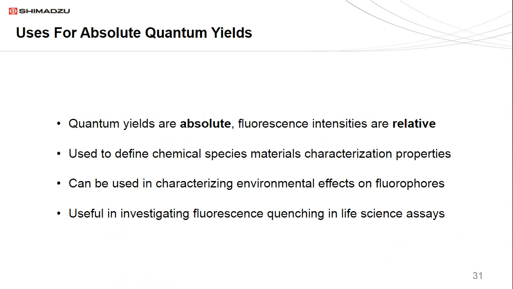So what can we use quantum yields for? They involve a fair amount of work to get at, but quantum yields are absolute. We talked before about fluorescence intensity units are relative and vary between instruments, but a quantum yield is like an absorbance unit. It's going to be the same no matter what instrument you measure it on. So it's a way of getting around the relative fluorescence intensity problem in reporting an absolute number. And they can be used for materials characterization. They can be used for characterizing the environmental effects on fluorophores, and they can be useful in investigating fluorescence quenching in life science or other types of assays.